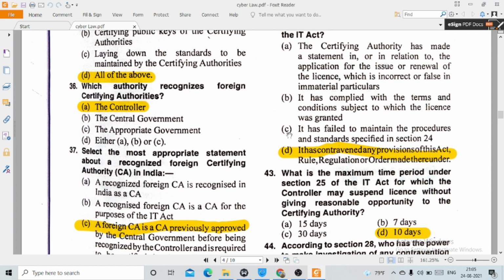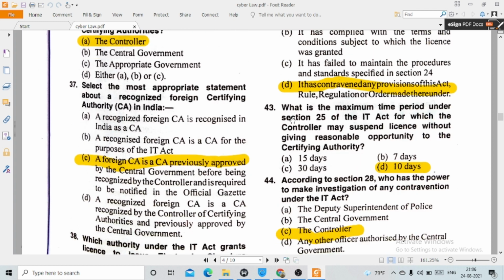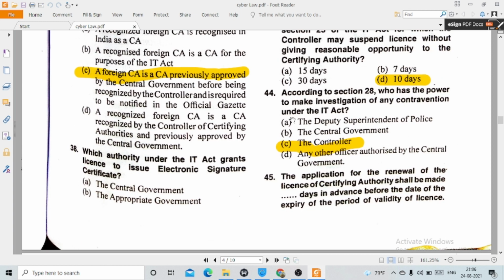37. Select the most appropriate statement about a recognized foreign certifying authority in India. This is option number C. A foreign certifying authority is a certifying authority previously approved by the central government before being recognized by the controller and is required to be notified in the official gazette.